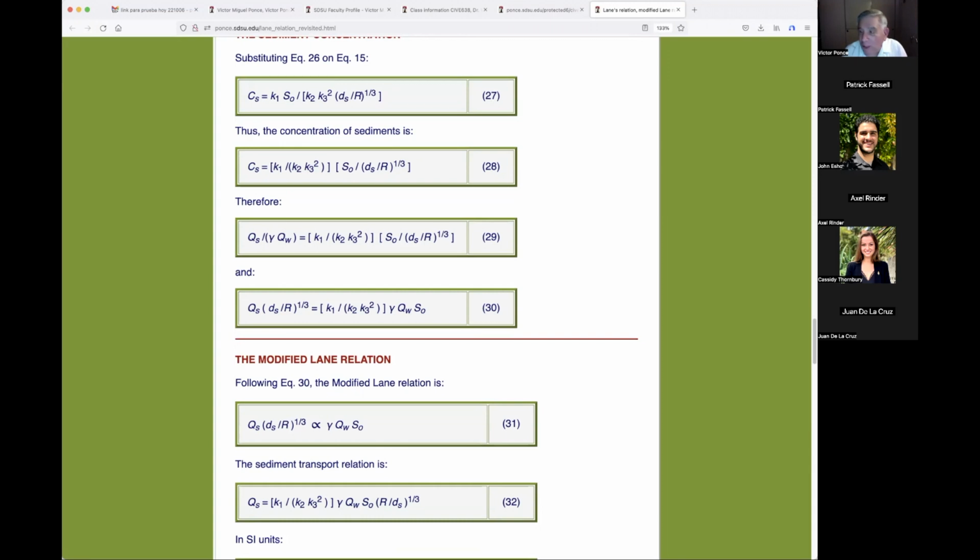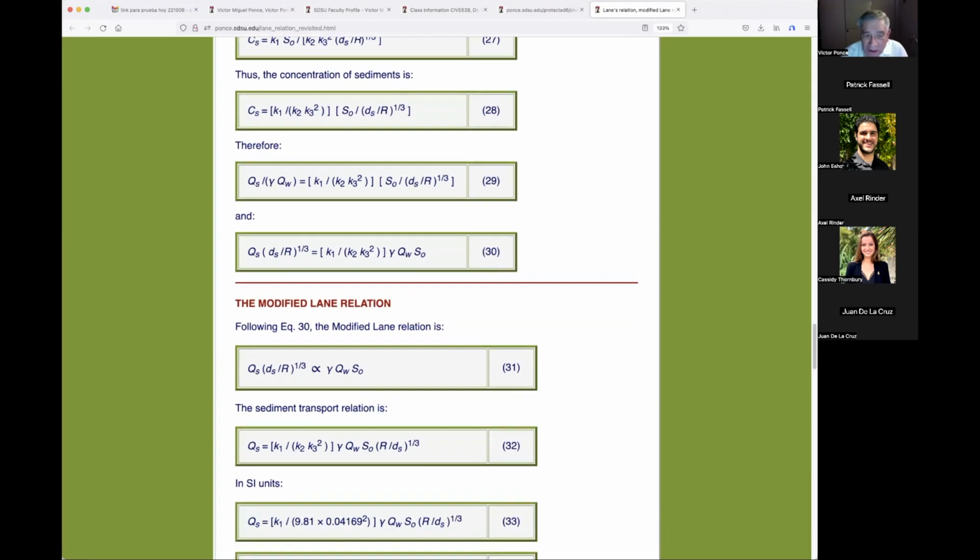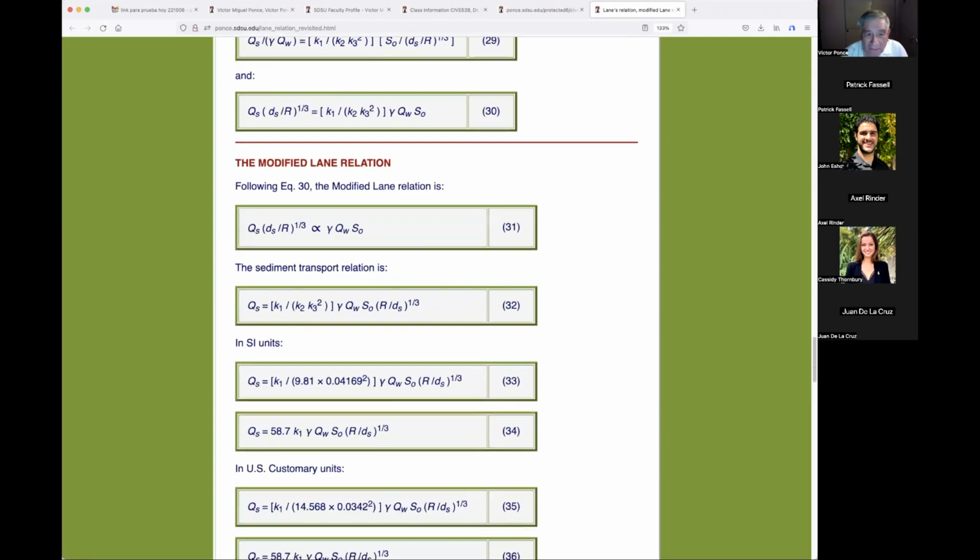This equation goes back to 2011, and Lane's is 1955. So it was 56 years later that we put this equation together. Now, the modified Lane relation. The modified Lane relation is this one. No, that's the 31, the modified Lane relation. And our sediment transport relation is this.